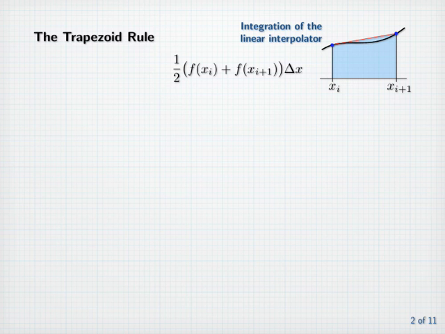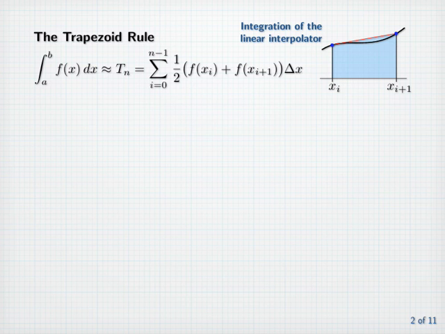Now, to approximate the integral from a to b, we just sum up these trapezoid areas as i goes from 0 to n minus 1. Let's call the result t sub n for trapezoid rule with n subintervals, and that will provide an approximation to the integral from a to b of f of x dx. Now let's see if there's a simpler form for this sum.